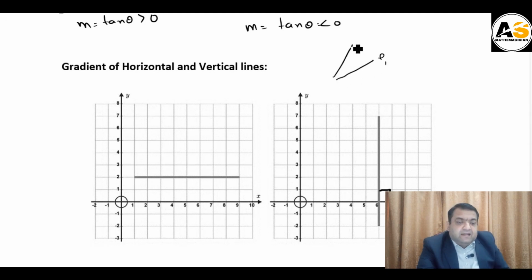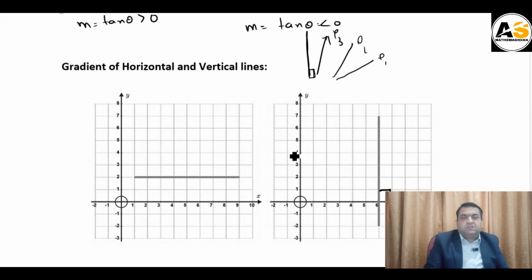I am drawing this line L1, then L2, then L3. Which one is the steepest line? L3. So it has the greatest slope. And this line is parallel to the y-axis, upward, vertical. Its slope is undefined. This is the steepest line, but its slope is undefined because tangent 90 is not defined, does not exist.